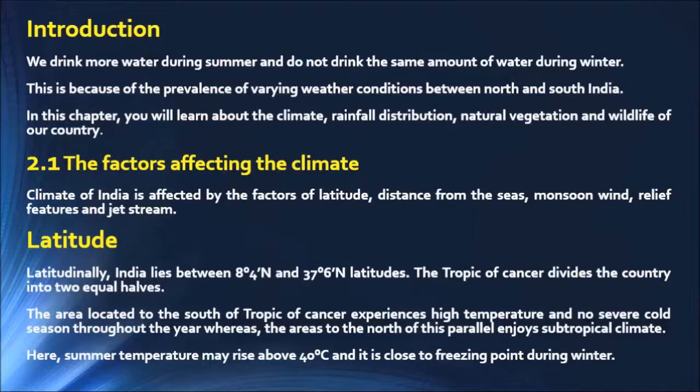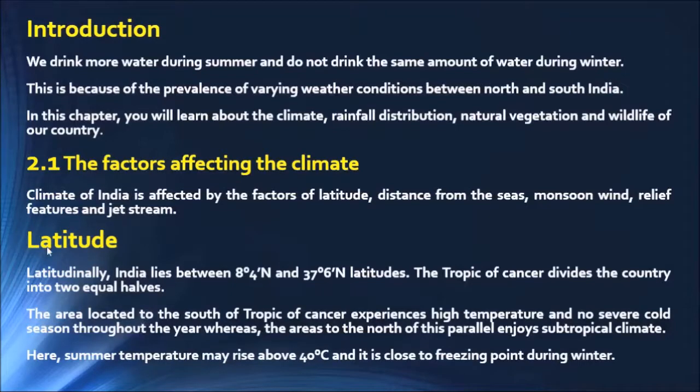As this is unit 2, the first topic is 2.1, the factors affecting the climate. What are the factors that affect the climate? The climate of India is affected by the factors of latitude, distance from the sea, monsoon wind, relief features and jet stream. These are the things which affect the climate of India: latitude, distance from the sea, monsoon wind, relief features and jet stream. About all these we will learn individually under separate subheadings. Okay.